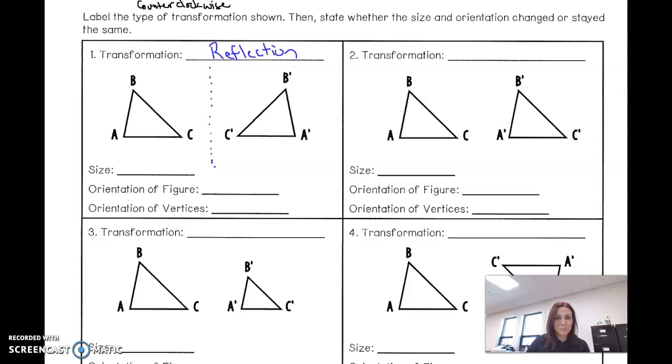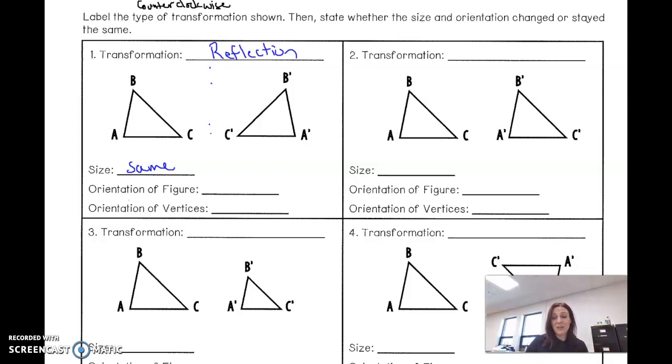I don't know if I can erase all these dots here, sorry. You get the idea. Okay. Size. Did it get bigger or smaller? Or did it stay the same? Looks like it stays the same, right? The triangle did not get bigger or smaller.